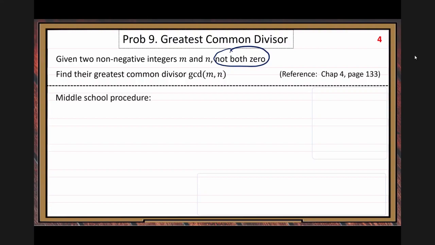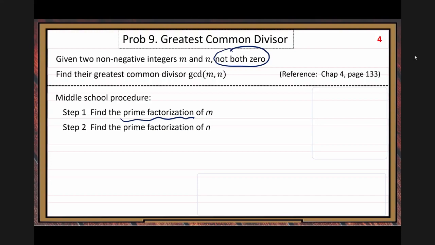Middle school procedure. Step one, find the prime factorization of M. Here, the key step, you need to do prime factorization. Remember that? You have to do it. Step two, find the prime factorization of N. So for each of these two operands, you need to do prime factorization.